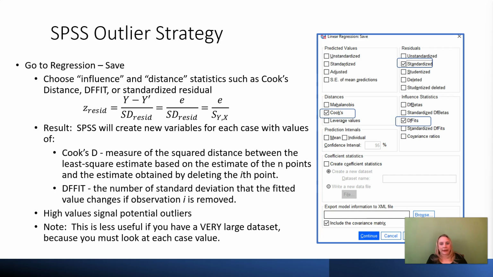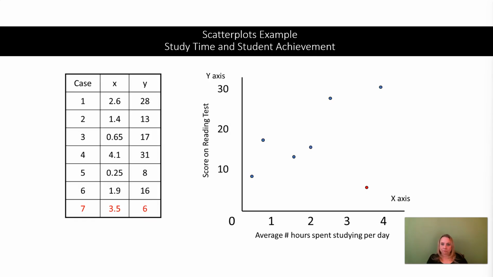And this is where you can select a variety of values that you can have calculated and saved for each observation. Some of the things that, if you're looking at outliers specifically, you can request are the unstandardized or standardized residuals, the Cook's D, the DF fits. And with all of these diagnostics, really the larger the value is, that's going to indicate that the case is more likely to be an outlier. And so this can be very useful when you have a very large data set.